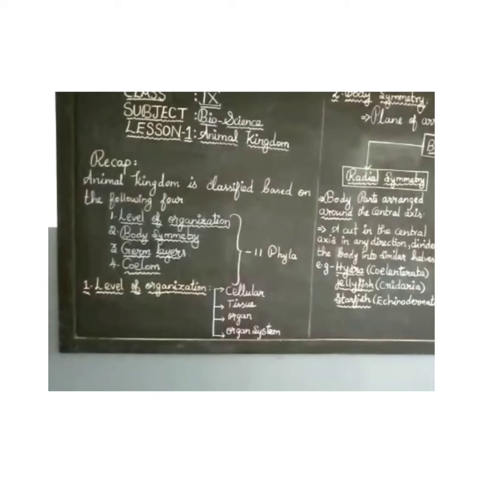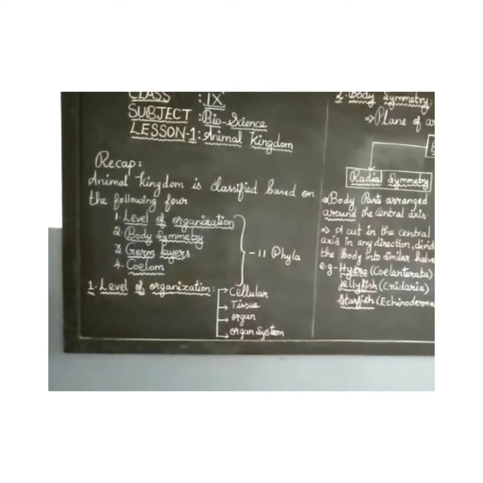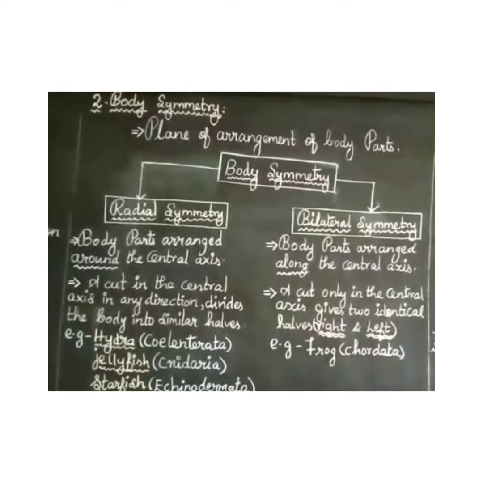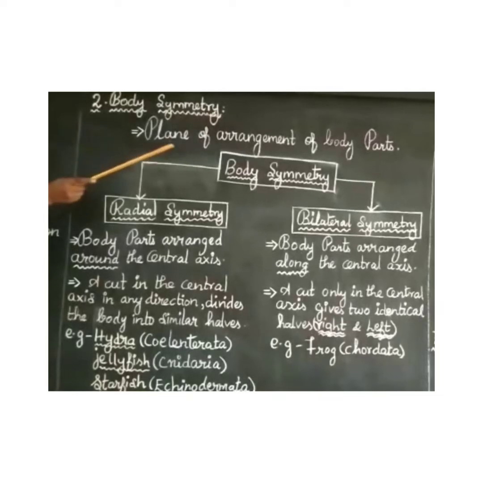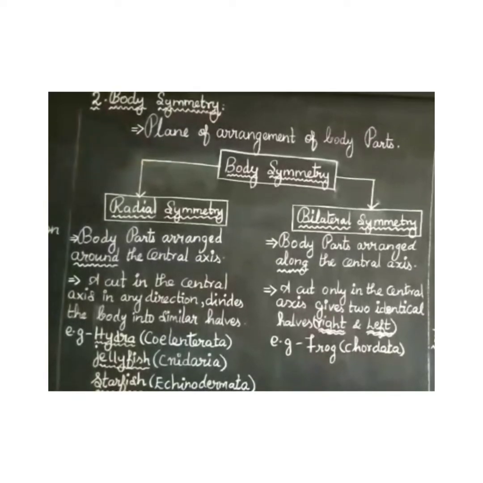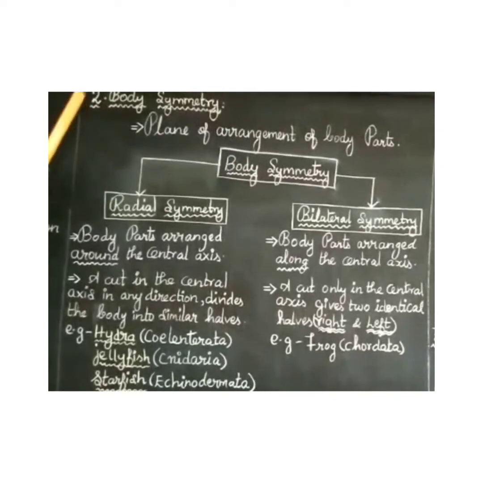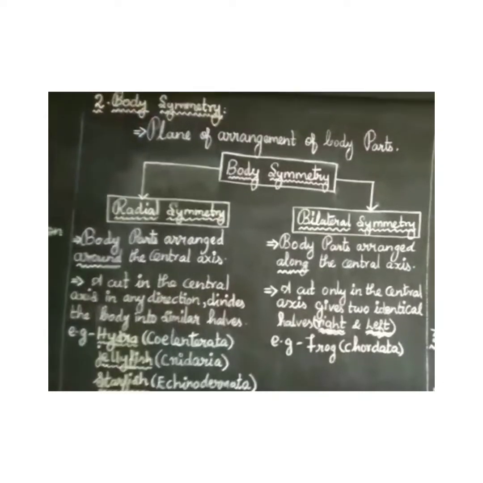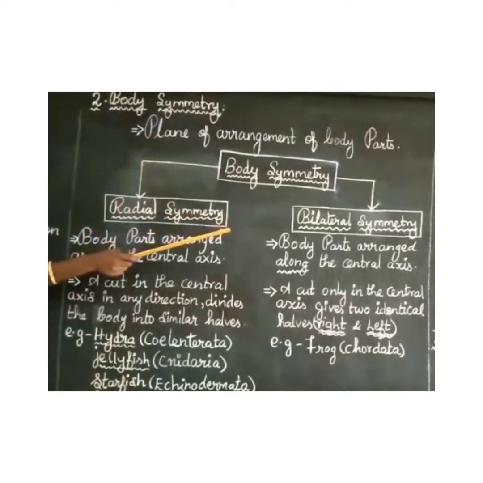Now we are going to see what is meant by body symmetry, germ layer and coelom in this lesson. First, body symmetry. What is meant by body symmetry? That is the plane of arrangement of body parts. How the body parts are arranged in the body is called body symmetry. This body symmetry is divided into radial symmetry and bilateral symmetry.